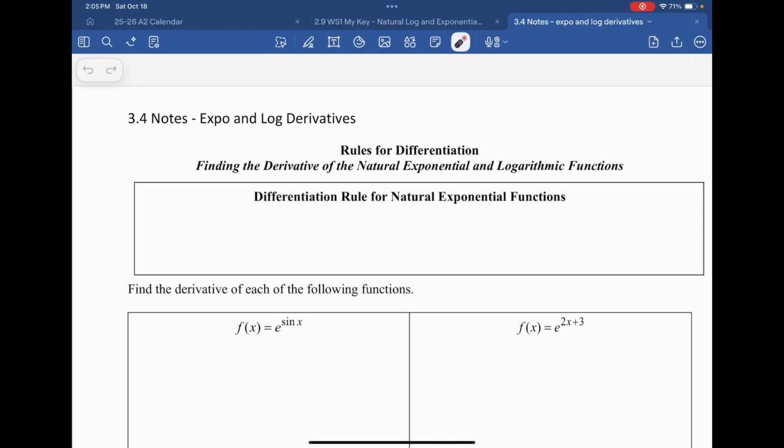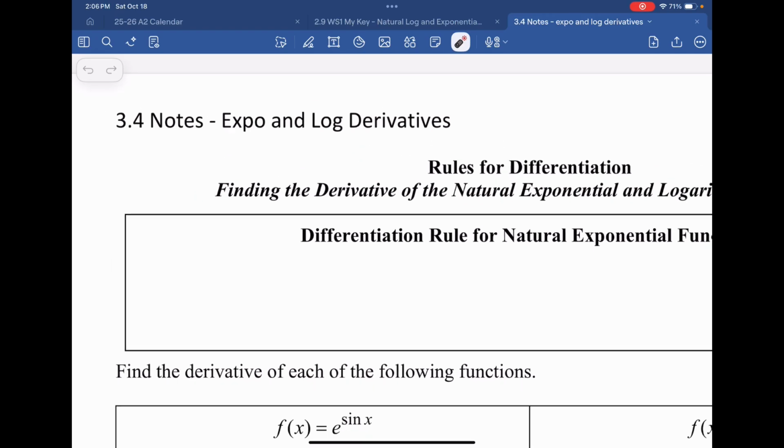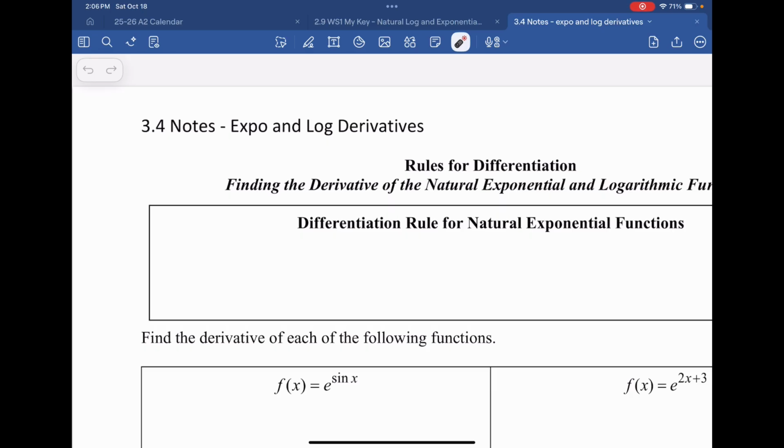So our next section is over derivatives of exponential and logarithmic functions. And we're primarily going to focus on our natural logs and our natural base exponents, but we'll also touch on other exponent bases as well as logarithms. So the first one, we're going to talk about the derivative of our natural base exponent.